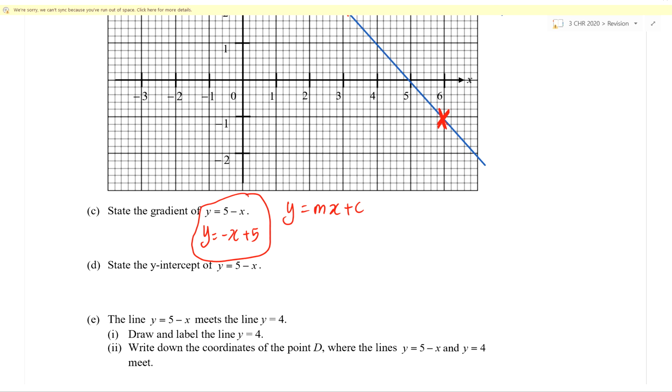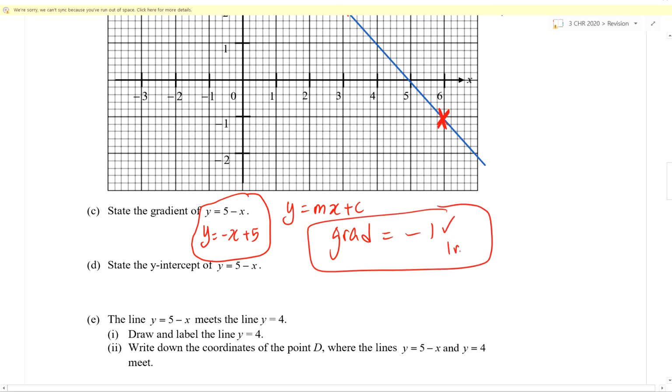What is the value of m in this case? Is it 1 or negative 1? It is negative 1. Okay, so the gradient equals to negative 1. Done. So this is 1 mark.